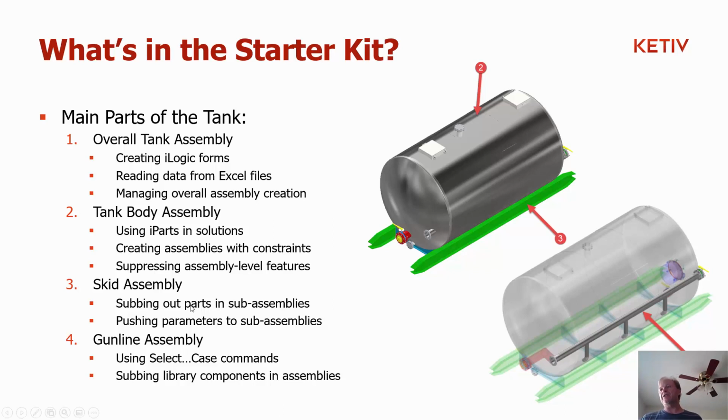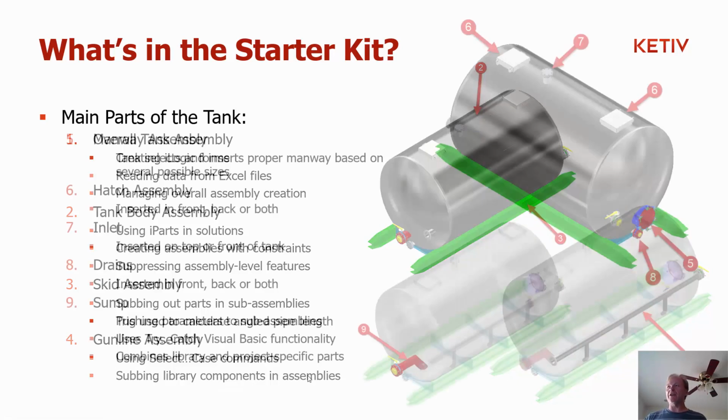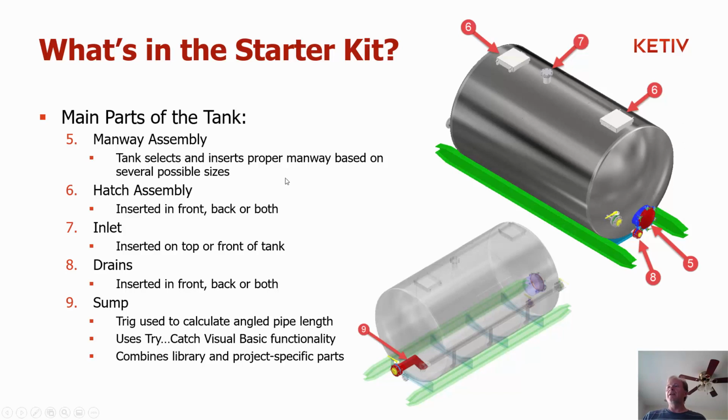And again, just like in the skid assembly, I sub library components into the assemblies as needed. So there's a lot of code where you can see how that works. Now, the rest of these, except for the sump, are pretty much just parts that we bring in as needed. Here's the manway, here's the drains. There's also a drain here in the front. This is the sump assembly, which I'll talk about in a minute.